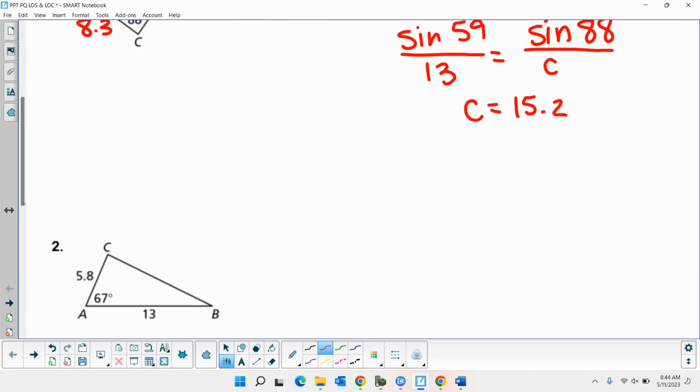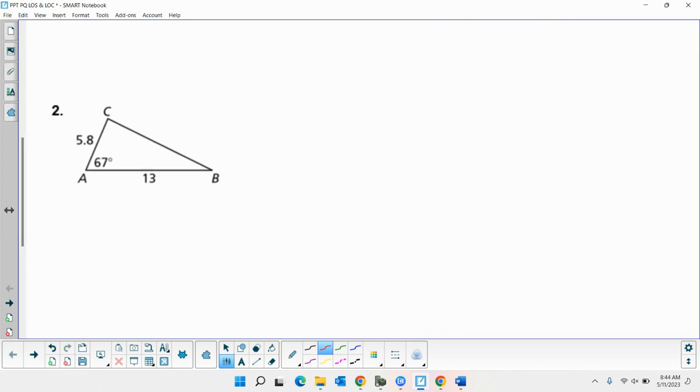Number 2. What situation do we have? Nope. Side angle side. The angle's between the two sides. Side, side, angle is when the angle's not between the two sides. Okay? There's a difference. So this is side angle side, which means which law? Sine? Cosine. Side angle side is cosine. So, since you're given angle A, which side are you going to get?